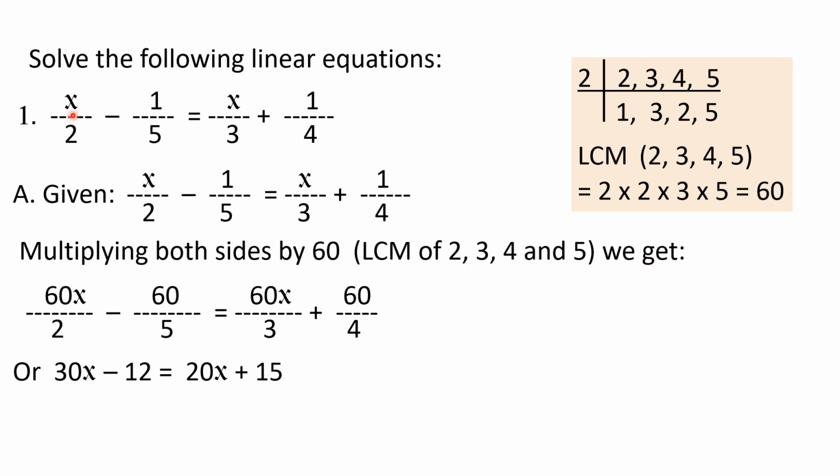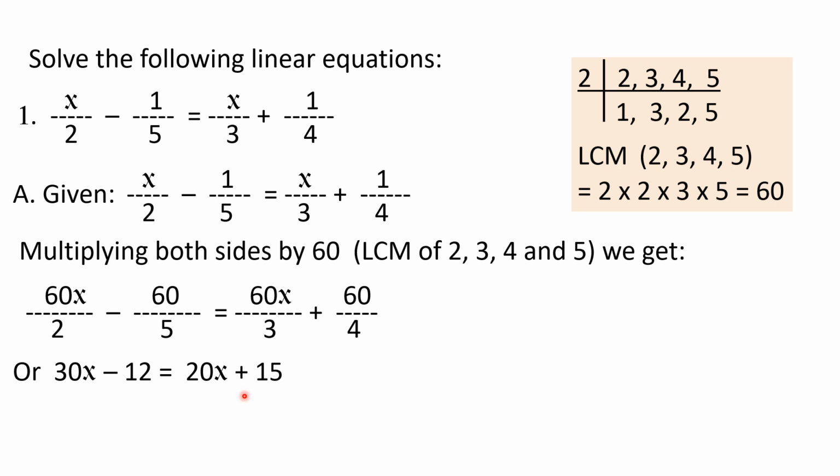So we multiply this term by 60, so it becomes 60x by 2. This term by 60, so it becomes 60 by 5. Again this becomes 60x by 3 and then 60 by 4. Now 60 by 2 is 30, so it becomes 30x minus this one. 60 by 5 is 12, is equal to, then 60 by 3 is 20, so 20x plus, and 60 by 4 is 15. Now this equation has been reduced to a linear equation of this standard form.